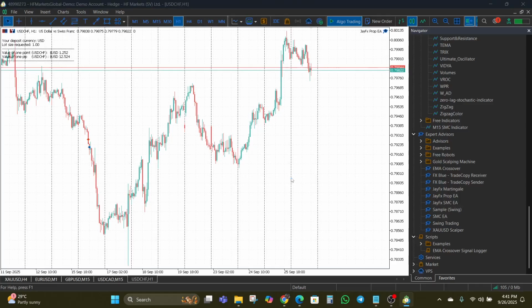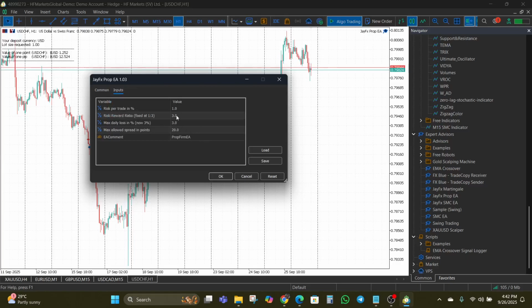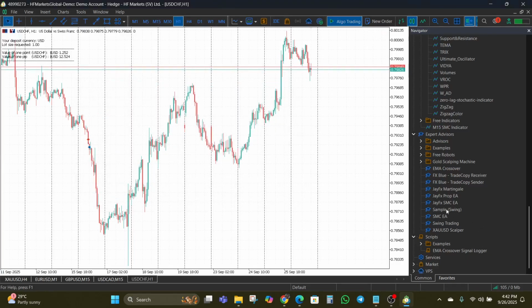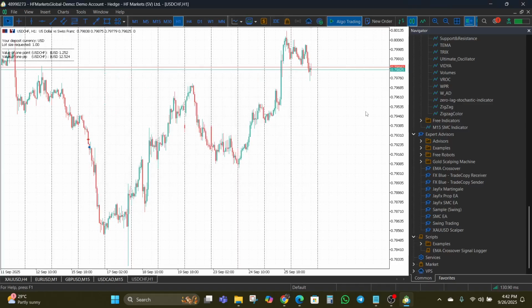For example, if we go to the inputs of this particular EA, you can see a couple of rules here. Let me just load another EA here, and you're going to see the inputs. These are the settings of the EA, and each EA has been coded or designed to execute a specific strategy. The rules that have been given to the EA are what the EA is going to use to execute the trades for you. These rules can be based on price, volume, time, or other market conditions.